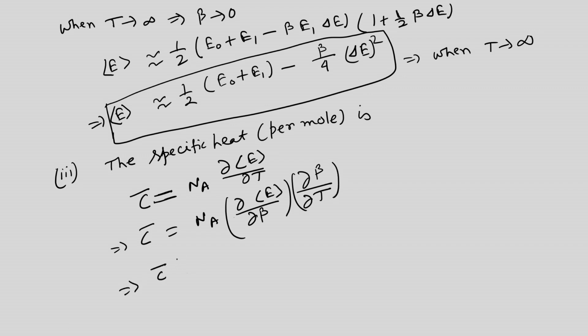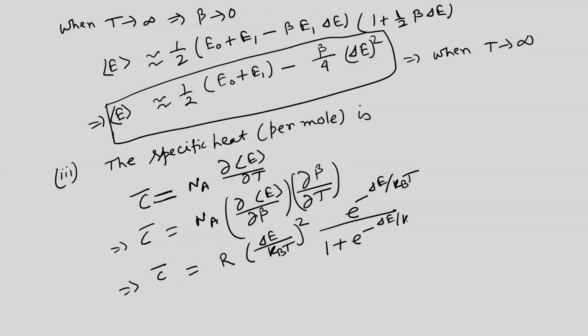So, you get C bar is R times delta E by kBT to the 2 times e to the minus delta E by kBT by 1 plus e to the minus delta E by kBT to the 2. Okay, so, this is specific heat per mole.